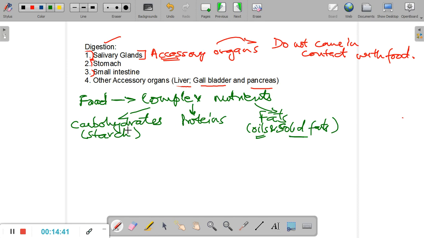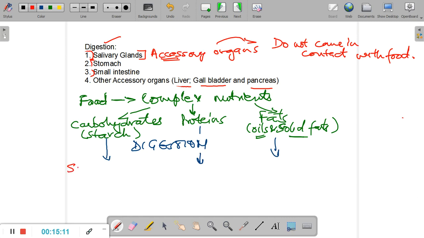So these are all complex nutrients. In order to use them, we need to break them down. So then the process of digestion takes place. Digestion. And our body has to break these three. And what are these three complex nutrients broken into? Carbohydrates are broken into something, proteins are broken into something, and fats are broken into something. Can you recall what they are broken into?